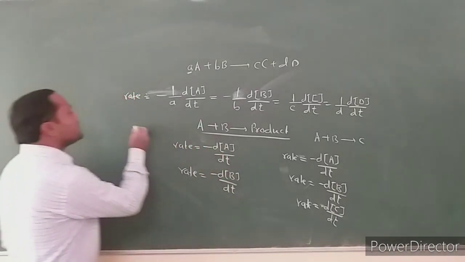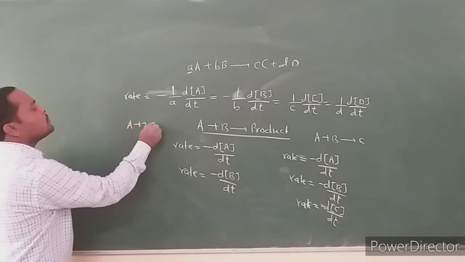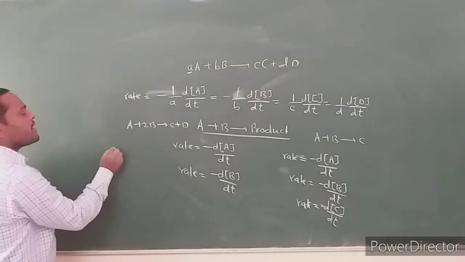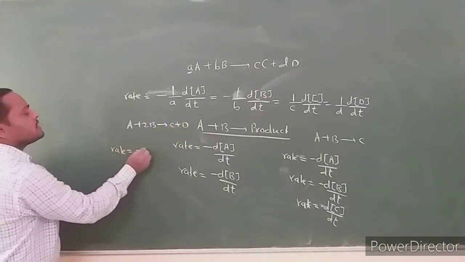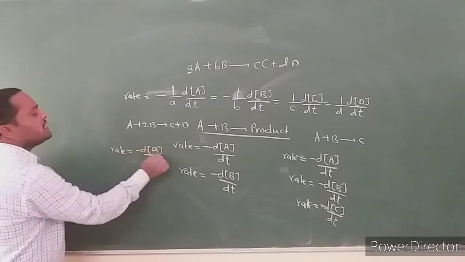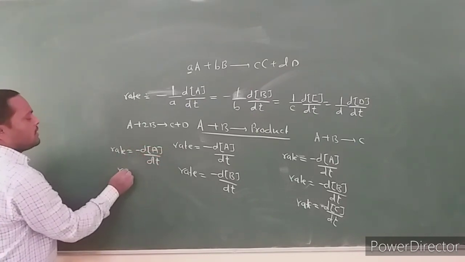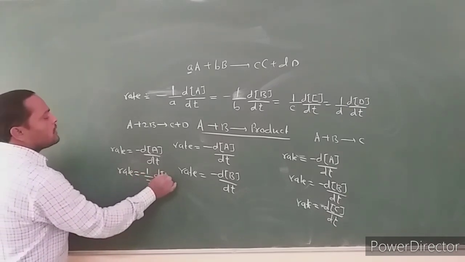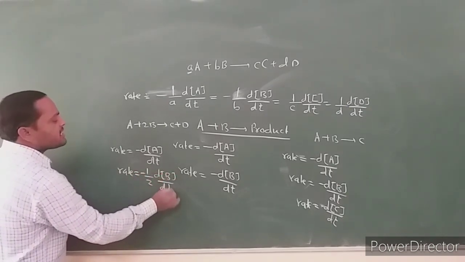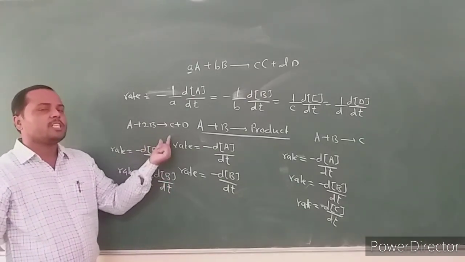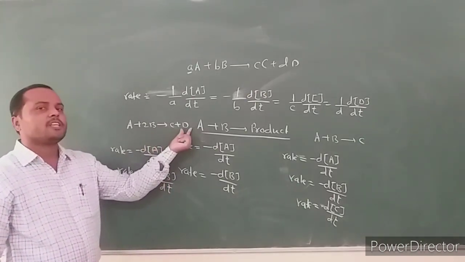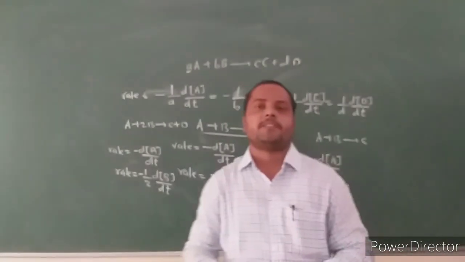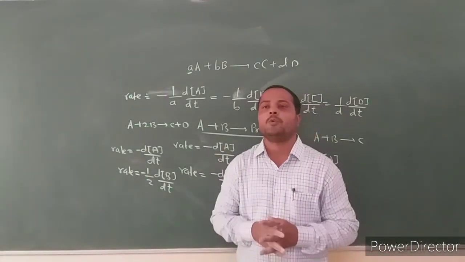For this type, consider A plus 2B gives C plus D. The rate of reaction is expressed by rate of reaction is equal to minus dA upon dt. Rate of reaction is equal to minus 1 upon 2 dB upon dt, and similarly rate of reaction is equal to dC upon dt, or rate of reaction is equal to dD upon dt. This is the way to express the rate of reaction if the reaction involves two or more reactants.